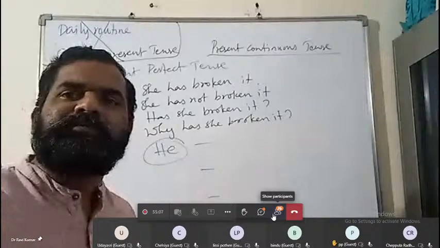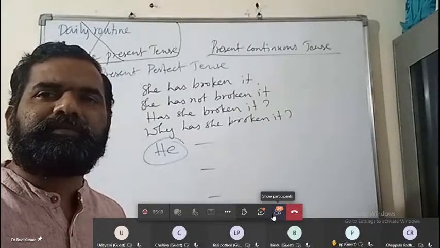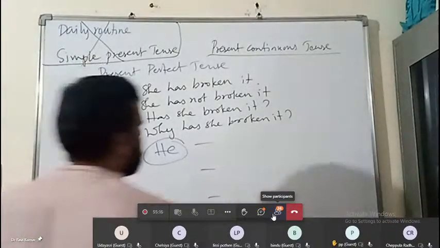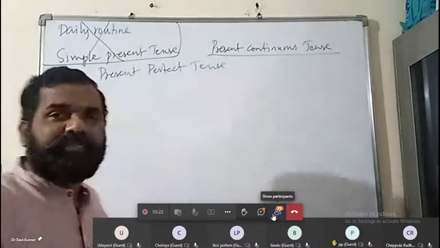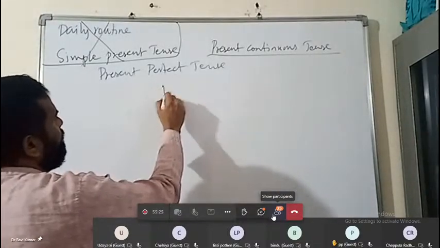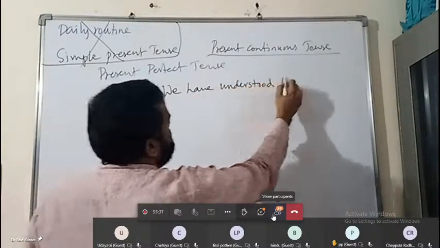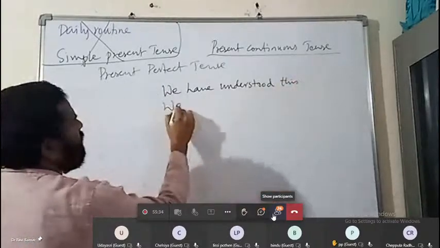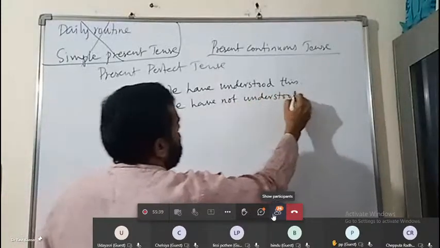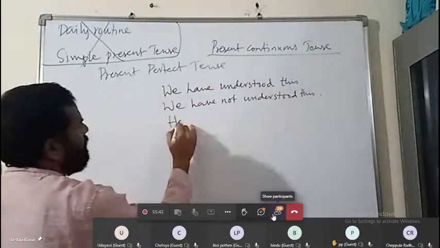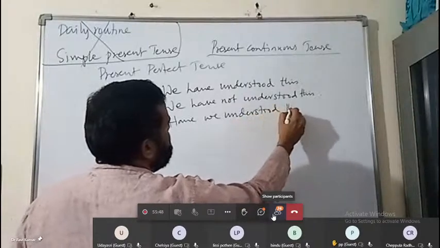Have you finished writing? Is it done, everyone? That's great. Now let's look at plural subject. We have understood this. We have not understood this. Have we understood this?